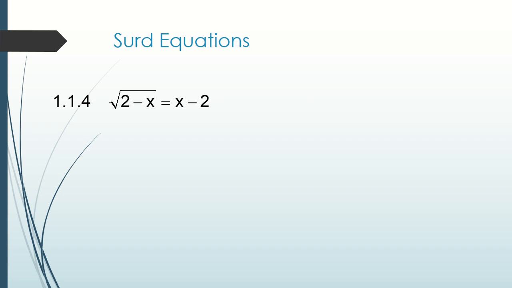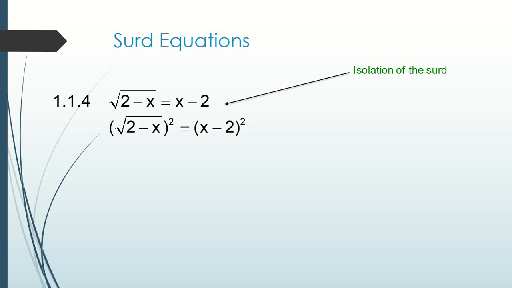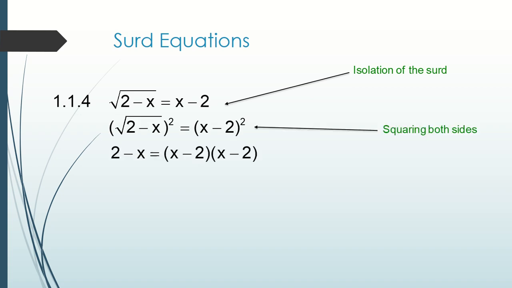1.1.4, we have a set equation. The third is already isolated. We must square both sides to get rid of the square roots. So you have 2 minus x on the left hand side, and you have x minus 2 times x minus 2 on the right.